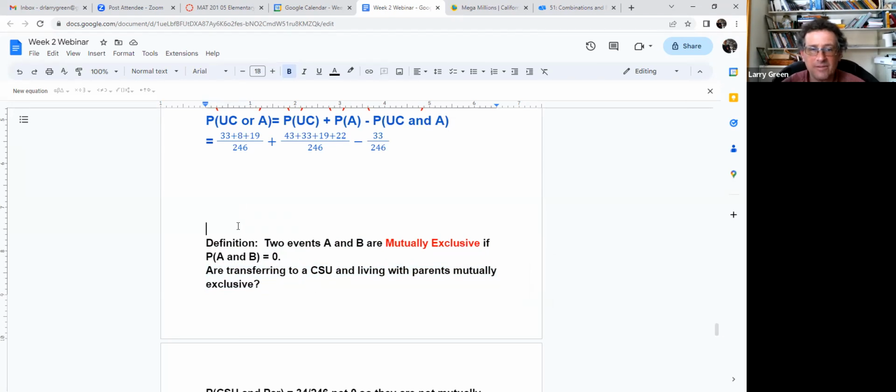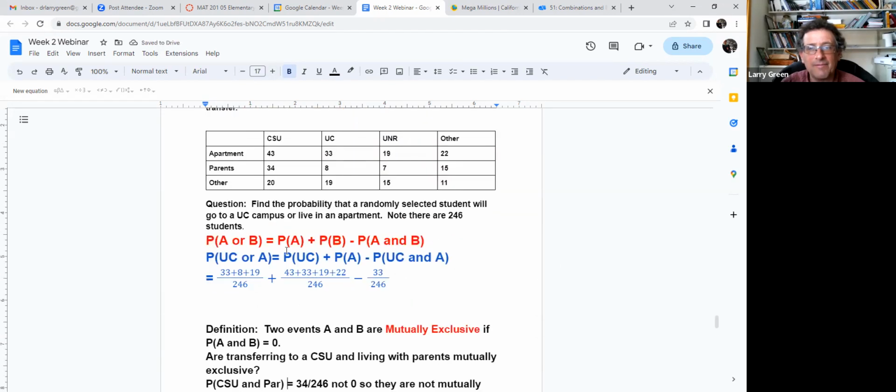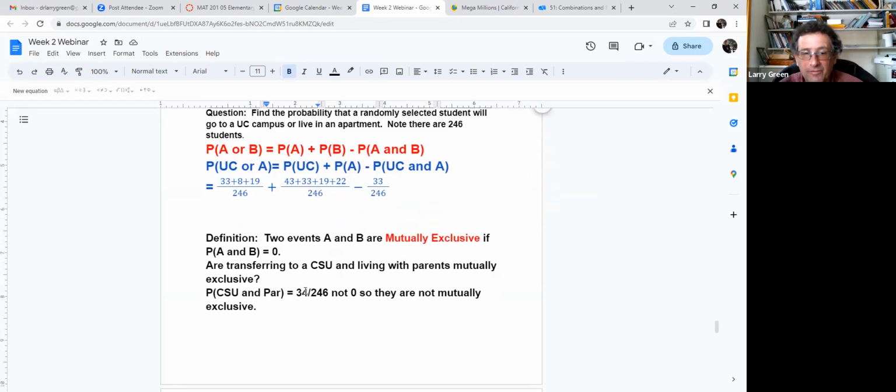To figure that out, what I'm going to do is do the calculation. Probability of CSU and living with parents. I think I wrote it out already. So here it is. If we go up here, there's 34 students that are going to transfer to CSUs and live with their parents. So 34 is the numerator, 246 is the denominator, and hopefully you don't need a calculator to know that's not 0. 34 over 246 is not 0. And if that's not 0, they're not mutually exclusive.